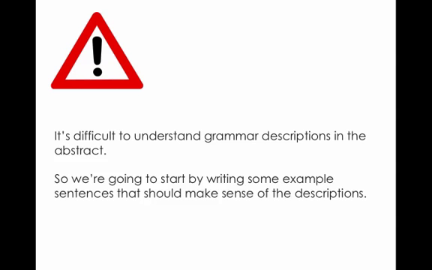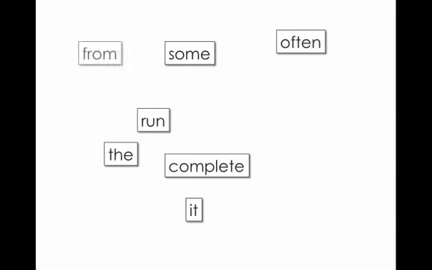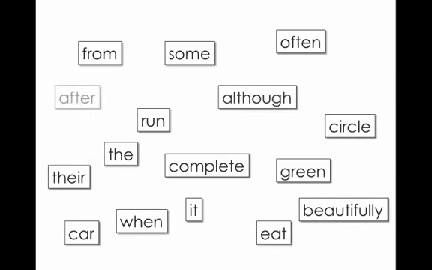Well, it's difficult to understand grammar descriptions in the abstract. So we're going to start by writing some example sentences that should make sense of the descriptions coming later, the descriptions of nouns, adjectives, pronouns, and all of that. So here are 16 words that I've chosen to illustrate the grammar descriptions from the book. Before we get to those descriptions, we should make up some example sentences for these words.